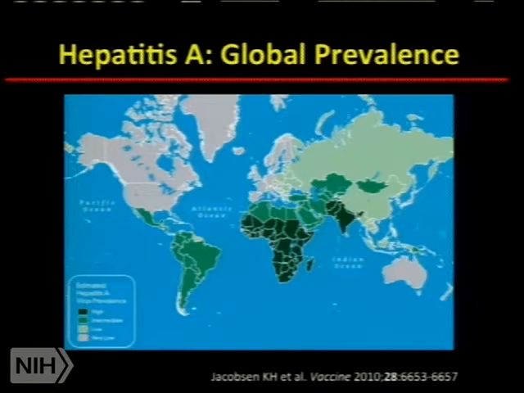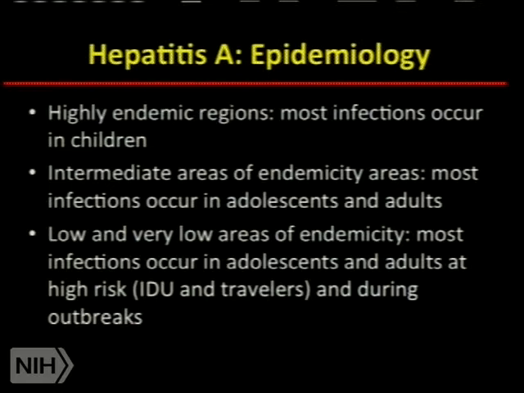So the epidemiology is different amongst the different endemic regions. In highly endemic regions, most infections occur in children. As a result, there's a high herd immunity, and as a consequence, a low burden of disease. In intermediate areas of endemicity, most infections occur in adolescents and adults, and there's less herd immunity, and as a consequence, epidemics of hepatitis A are more frequent. In low and very low areas of endemicity, most infections occur in adolescents and adults who are at high risk for the infection. And who are these individuals? Injection drug users and travelers. And then finally, also during outbreaks of hepatitis A that occur sporadically.